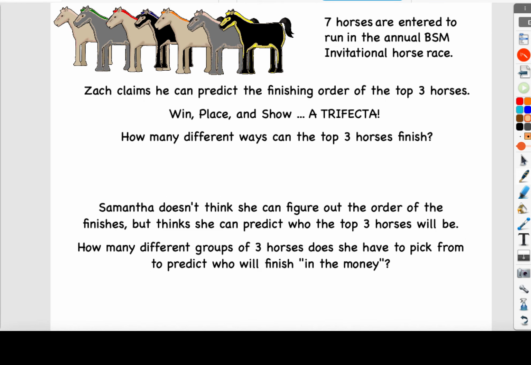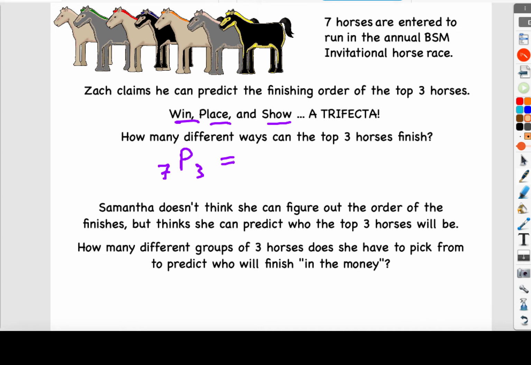All right, a couple other quick examples just where we can use these combinations and permutations, what you want to kind of think through. What if we were running a 7-horse race, right, an invitational horse race? Zach claims he can predict the finishing order of the top 3 horses, the win, the place, and the trifecta. How many different ways can the top 3 horses finish? Well, again, we're predicting the win, the place, and the show, right? The win, the place, and the show. We care about the order. So therefore, we're saying 7 permute 3, right? And again, you could always go find that number pretty quickly and easily.